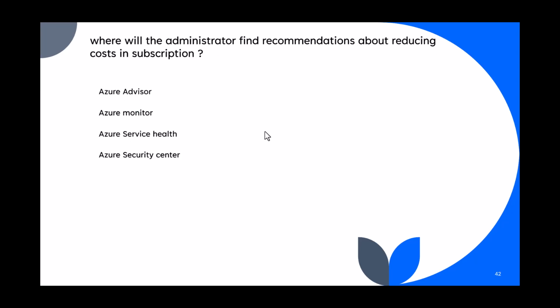Going to the next question, question number 42. Where will the administrator find recommendations about reducing cost in a subscription? Previously we have seen other questions like this, where we can see the recommendation. The options are Azure Advisor, Monitor, Service Health, and Security Center. I guess you might have already got the answer. The answer to this question is Azure Advisor. Azure Advisor gives you recommendations about cost, high availability, security, etc. So you have seen that. Remember what all things a recommendation can be given by Azure Advisor.